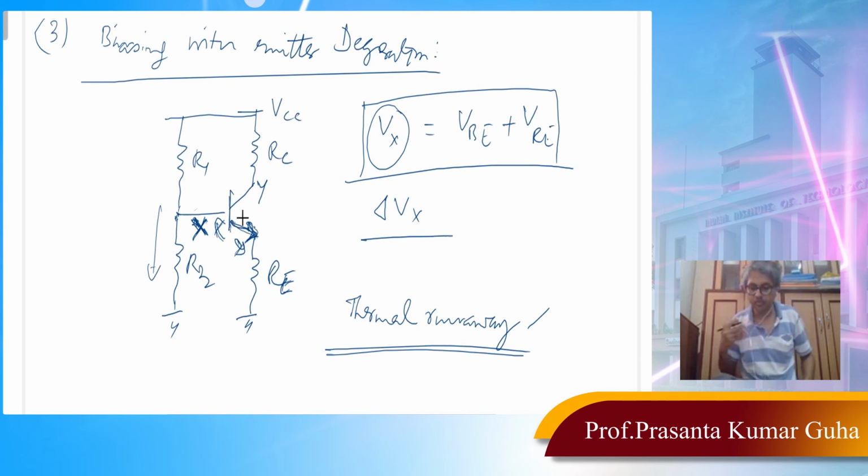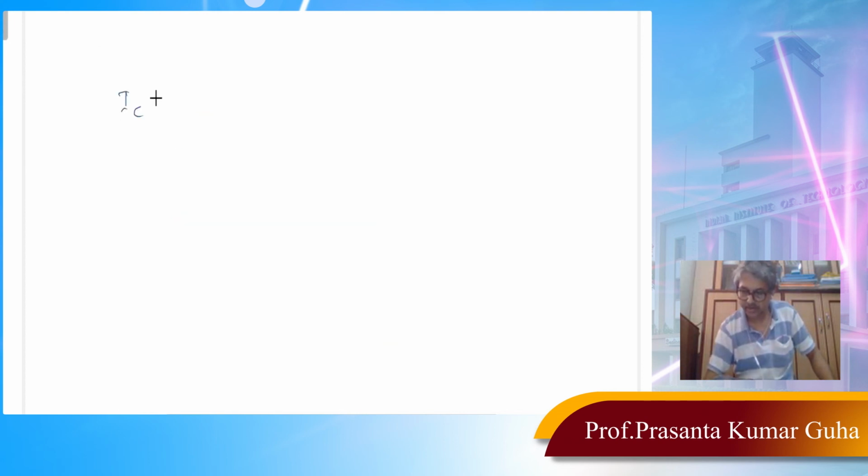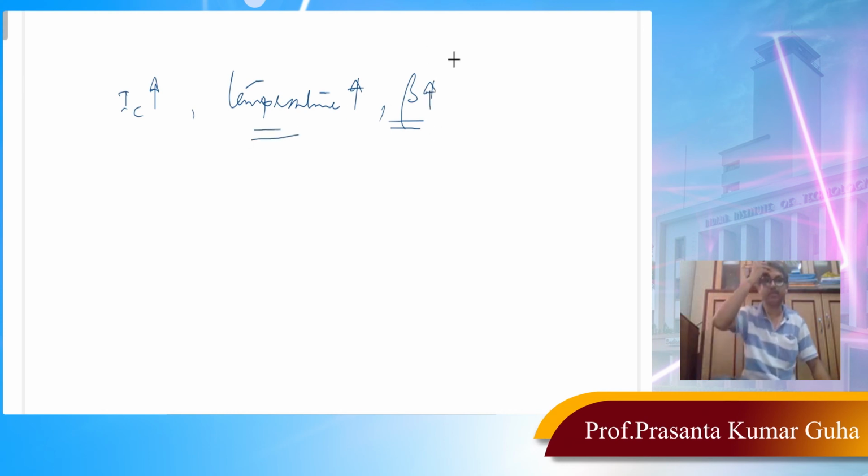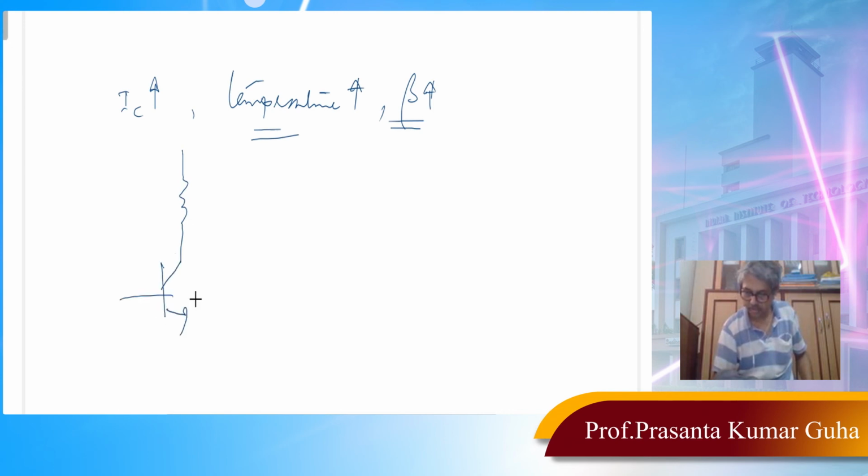Okay. So this problem can be solved by simply using this RE, that is acting as a negative feedback, because if for some reason IC increases, IC can increase for various reasons, maybe because of an increase in temperature, or maybe because you have changed your transistor, and the transistor you are using has a higher beta, so your IC increases. If your IC increases, then your IE is also going to increase. Okay, so the voltage here, that is VRE, will increase.